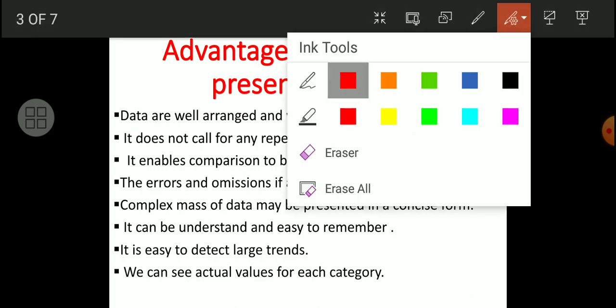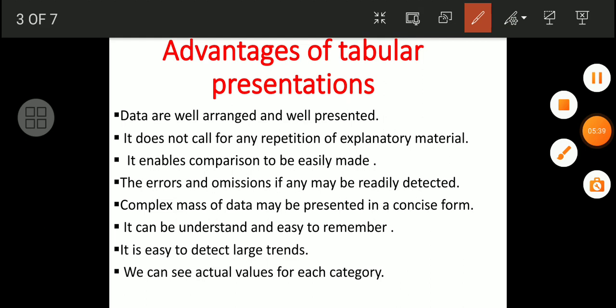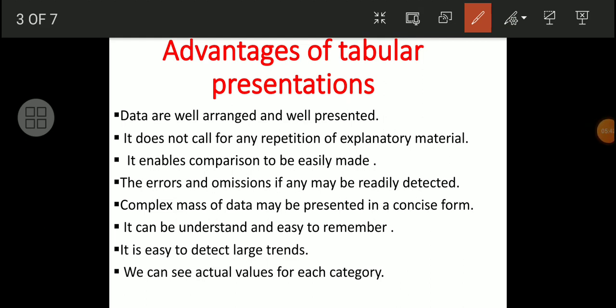Friends, you have to keep in mind the advantages of a tabular presentation, isn't it? We know that data can be presented in the form of tables, in the form of diagrams, or in the form of graphs. But when we say that data is represented in tabular form, what are the advantages of that? Isn't it? What are the advantages of that? That we have to learn here.